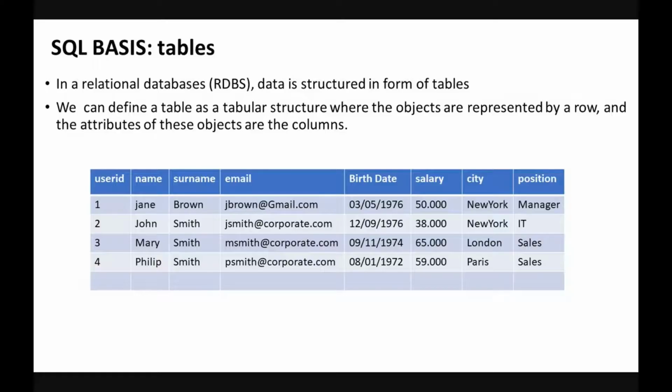In a relational database, RDBS, data is structured in the form of tables. We can define a table as a tabular structure where the objects are represented by a row, and the attributes of these objects are the columns. In the example, we have a table of employees, where each row represents an employee, and each column is an attribute that defines each employee, such as their first and last name, their date of birth, their salary, the city where they work, or their role in the company.